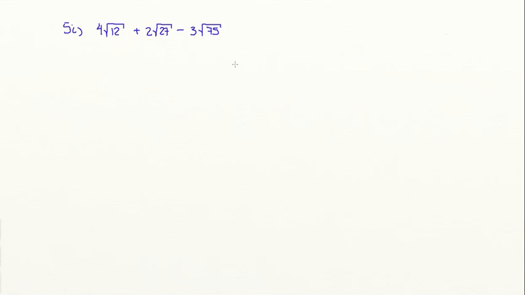5i, 4 root 12 plus 2 root 27 minus 3 root 75. Remember, first thing is, do they have like radicals in this case? No. We have 12, 27, 75. They're all square roots. So let's see if we can make them into like radicals. 12, well that's 4 times 3. 27 is 9 times 3. I'm noticing everything has a 3 in it. I wonder if we can go 3 times something is 75. 25 times 3 is 75.